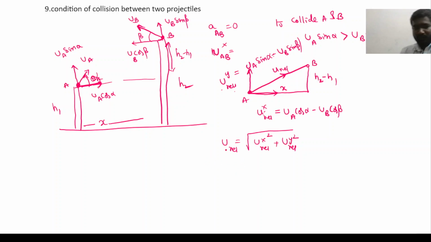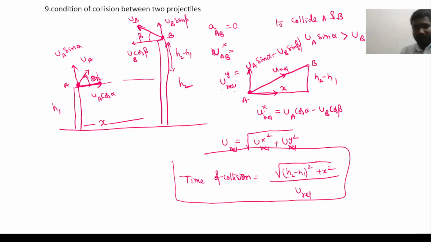Now, for the collision between the two particles, the time of collision: the separation between A and B is the square root of (h2 minus h1) whole squared plus x squared. That is the separation between the two points, divided by U relative along the AB direction. So it is the time of flight to collide with each other.